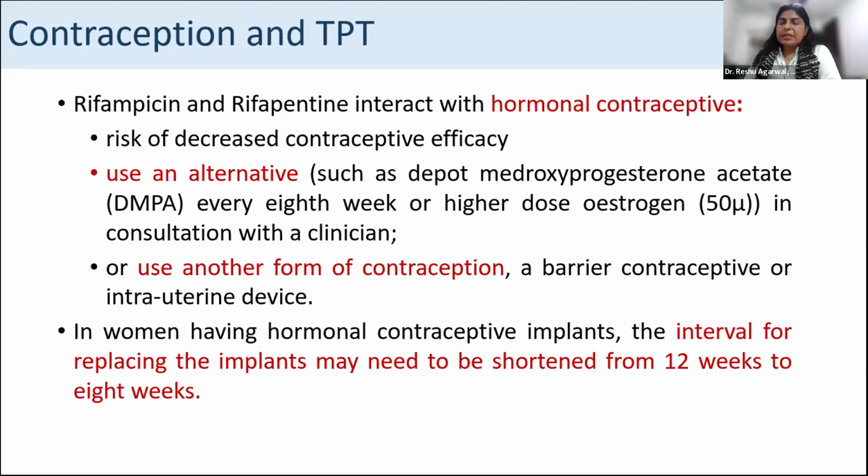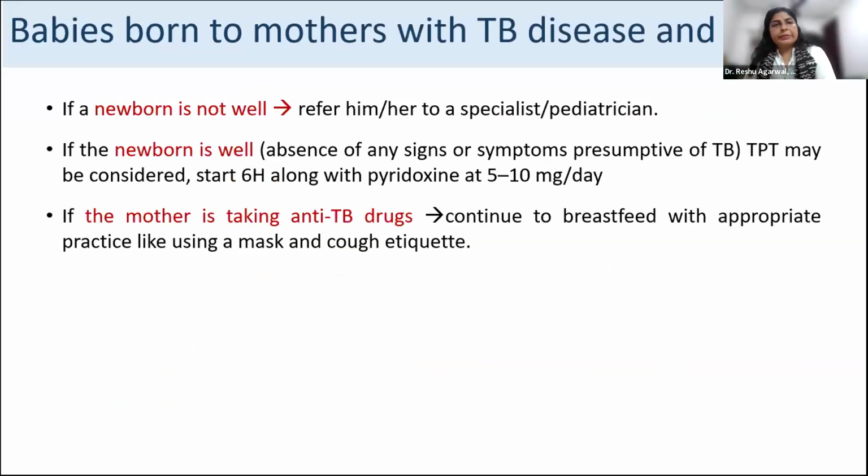If the person is taking contraceptives, oral or injectable, which are hormonal in nature, there is a risk of decreased contraceptive efficacy. This history should be evaluated, and they should be told to use alternative mechanisms. And if the women are using contraceptive implants, in those cases the replacement might be required a bit earlier. So rather than 12 weeks, you could go for a replacement at 8 weeks.